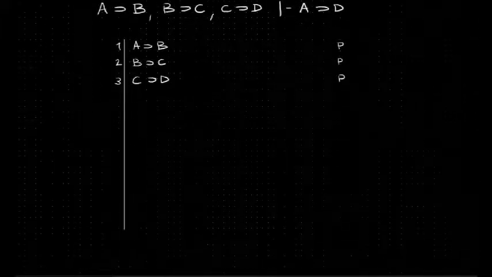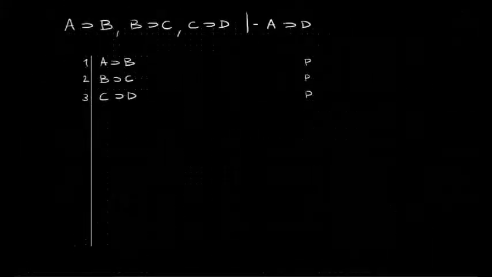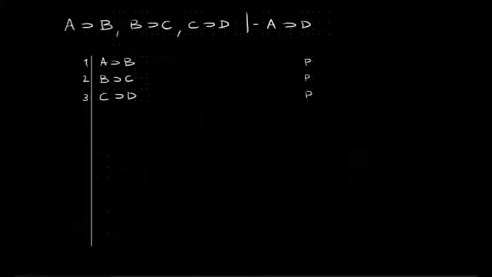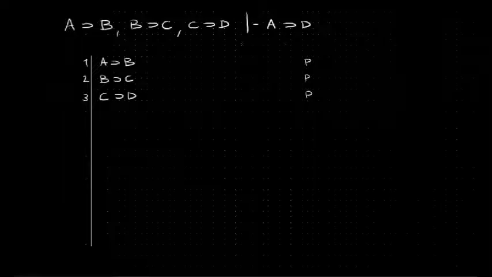Okay, so let's look at that rule in action. So here we have a sequent, A then B, B then C, C then D, therefore A then D. And this is really expressing some kind of transitivity relation. If A implies B, B implies C, and C implies D, then A implies D. And we're now in a position to show that A then D is derivable from these three premises.